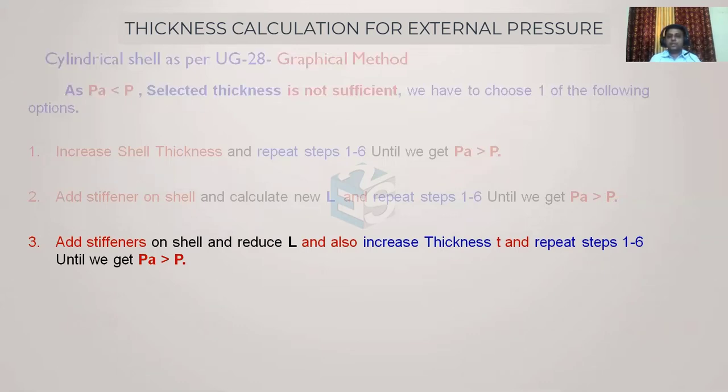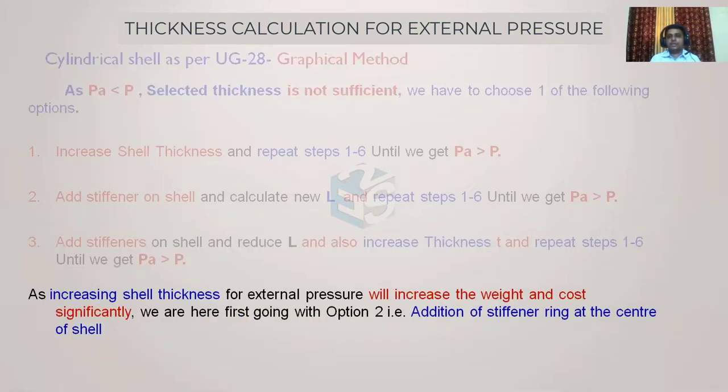So what is the first option that we always look for? Increasing the shell thickness for the entire length is not a very economical thing. It is going to increase the weight and the cost significantly. So this is not the first option we are going to choose. Let's start with option number 2, which is the most economical, where we have one ring given to the shell. If it increases the allowable pressure to more than the design pressure, then there is no other requirement that needs to be satisfied. So option 2 is the most economical. Let's say we start with the addition of a stiffener ring at the center of our shell.